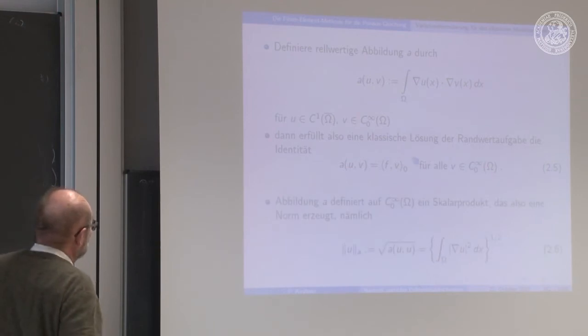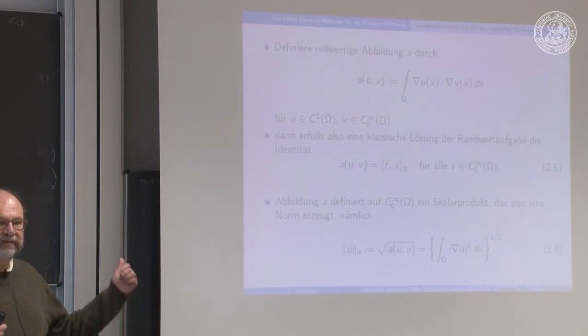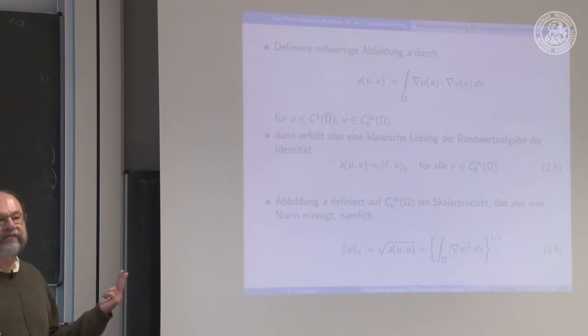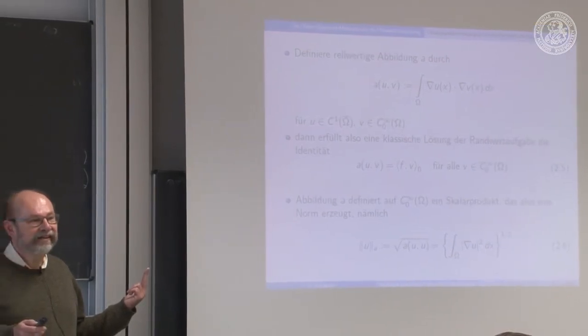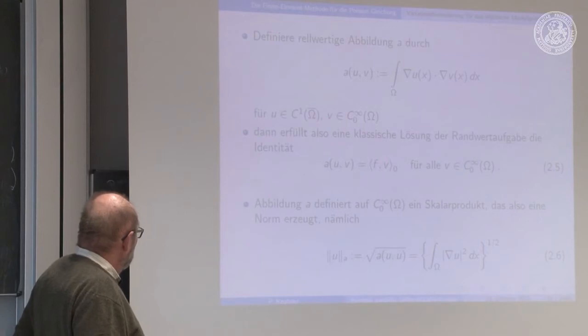Now, let's look at this quantity A, first on the space of test functions, where in any case it's well defined. And the assertion is that it is a scalar product. So we said it's bilinear, it's symmetric. So what is still missing for a scalar product? What do I have to check for this claim? What is missing? Yeah? It has to be definite. The definiteness, exactly.